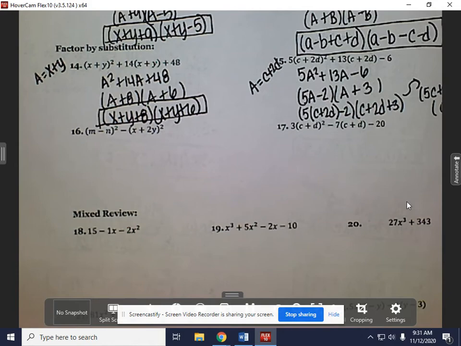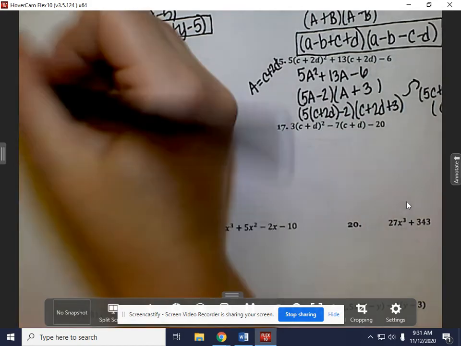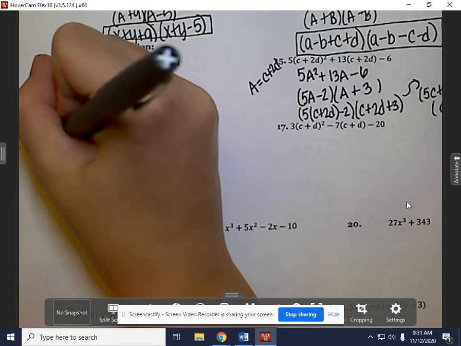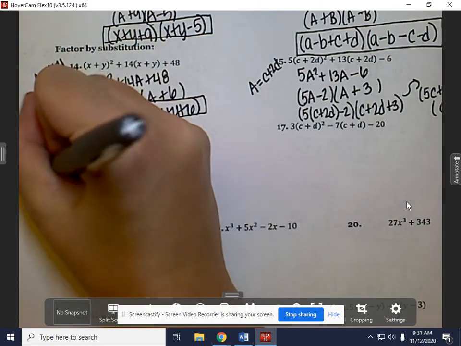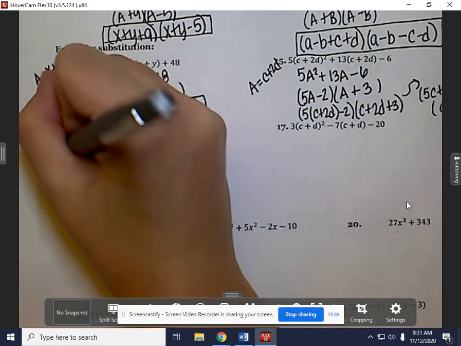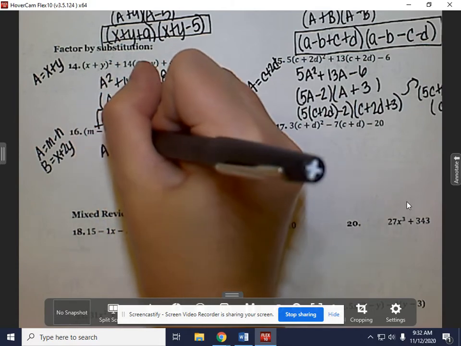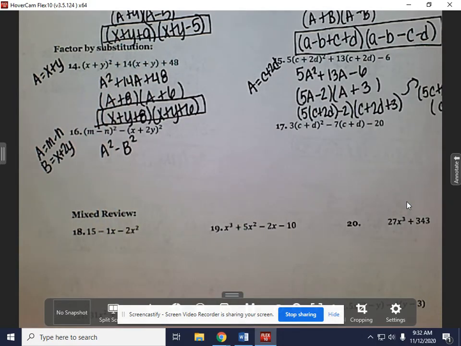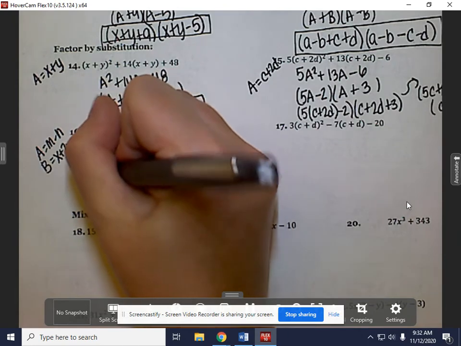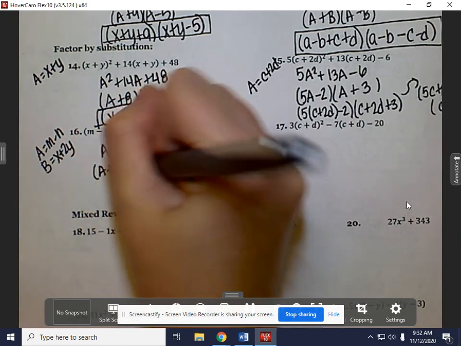All right, last two. Let's do a little substitution. I'm going to say A is m minus n. I'm going to say B is x plus 2y. And really all I'm doing is a squared minus b squared. Nice little difference of two squares there. So that factors to (a plus b)(a minus b).